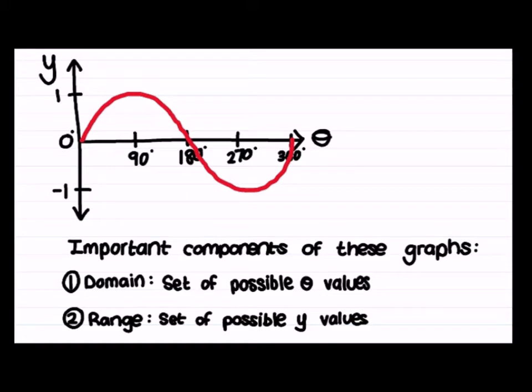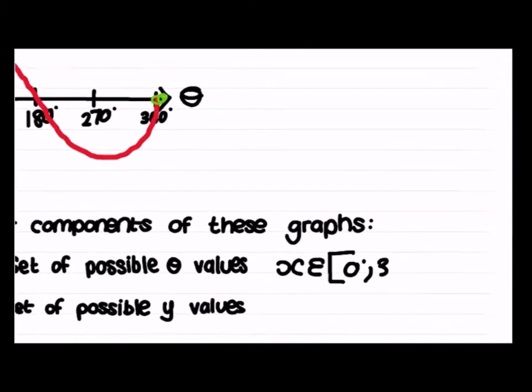The first two components we can read off of a graph are the domain and the range. Okay, so the domain is the set of possible theta values. This is usually given to you in your question. For example, it's going to tell you plot the graph of y equals sine theta between theta equals 0 and theta equals 360. So that's your domain. It's all the possible values of theta. So in this case, we have theta ranging from 0 over here and 360 over here. It touches those points, so it's included. And so our domain is x is an element of 0 degrees to 360 degrees.